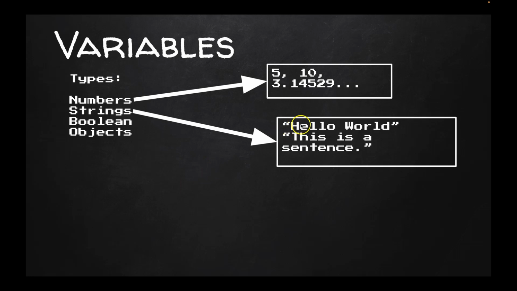Okay, so I could have something like a sentence. I could have something like just a phrase. That is still a string, but that is something that we could store in a variable.